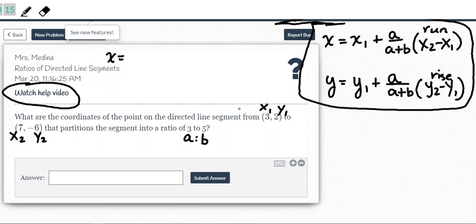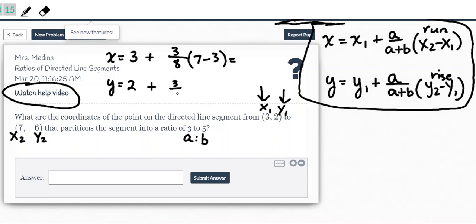Okay, to find x, we're going to start at x1, so we're going to start at 3. We're going to add a over a plus b, 3 plus 5 is 8, times the run, which is x2, 7, minus a positive 3. Okay, and I'm going to go ahead and set up y. To find y, we start at y1, which is a 2, plus the same ratio. This time y2 minus y1, y2 being a negative 6, minus a 2. Okay, so I'm going to pause.